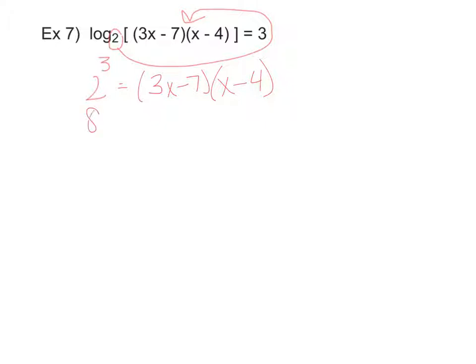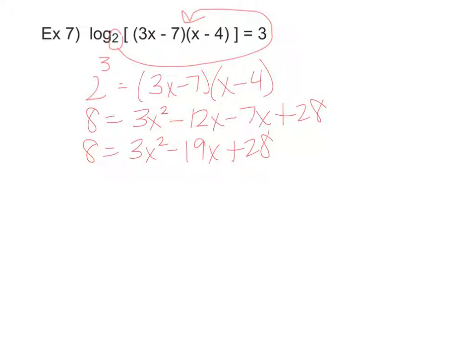All I have to do is just solve for x. So this is an 8. Foil that out, and you get 3x squared minus 12x minus 7x plus 28. So combine your like terms. And we get 3x squared minus 19x plus 28. Now this is a quadratic, so we're going to subtract 8 from both sides. And you get 3x squared minus 19x plus 20 equals 0. Now let's factor that thing.